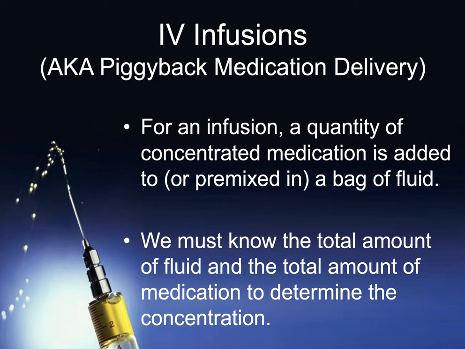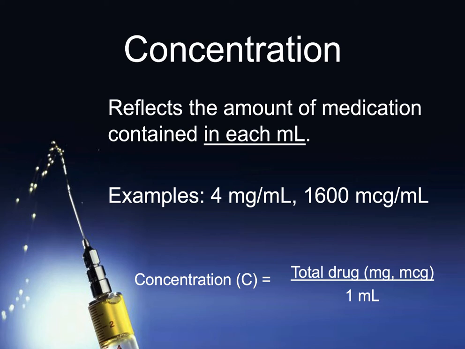We need to know the total amount of fluid and the total amount of medication in order to determine the concentration. Remember, we talked about concentration is how much drug is in 1 milliliter of fluid. So each milliliter, for example, 4 milligrams per milliliter, 1600 micrograms per milliliter. I don't want to know how much drug is in 50 milliliters. I need to know how much drug is in each milliliter, because that's how our drip sets are calculated. So to get the concentration, I take the total drug that we have over 1 milliliter, and we'll use some examples of that.